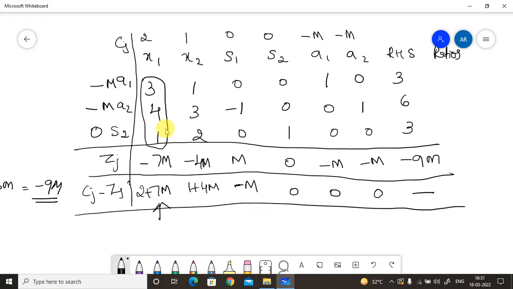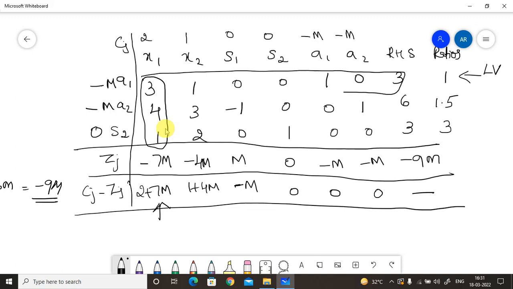Now we will take the ratios. 3 by 3 is 1, you all know that. 6 by 4 will give you around 1.5, and 3 by 1 is 3. Out of this, the least value is 1. So I will consider this as the leaving vector, and I'll round off the entire row.